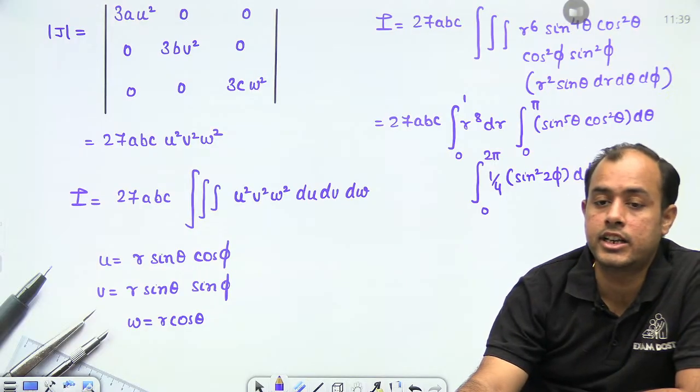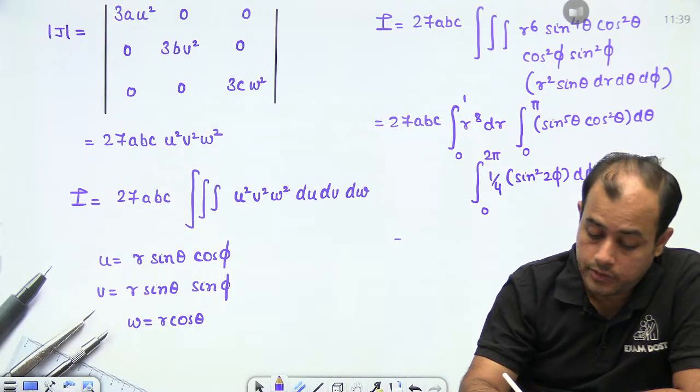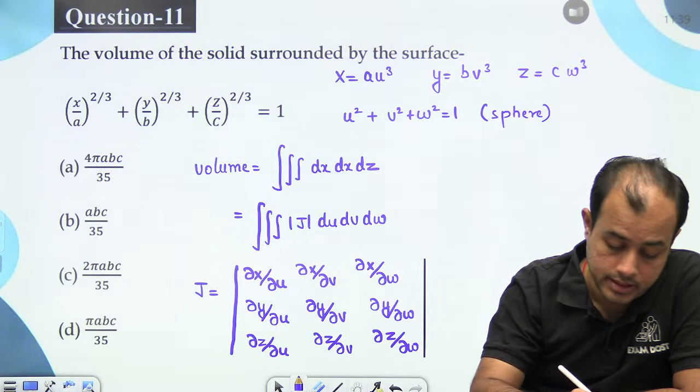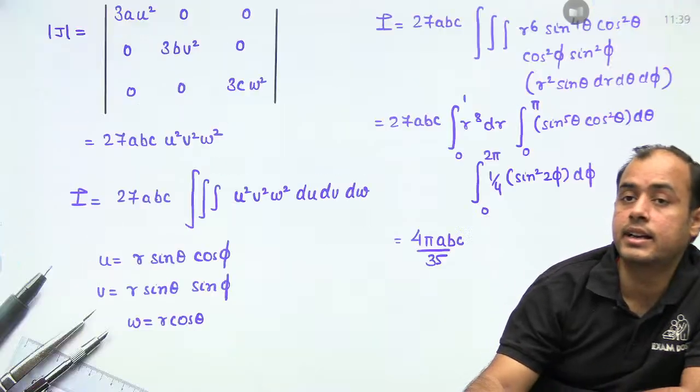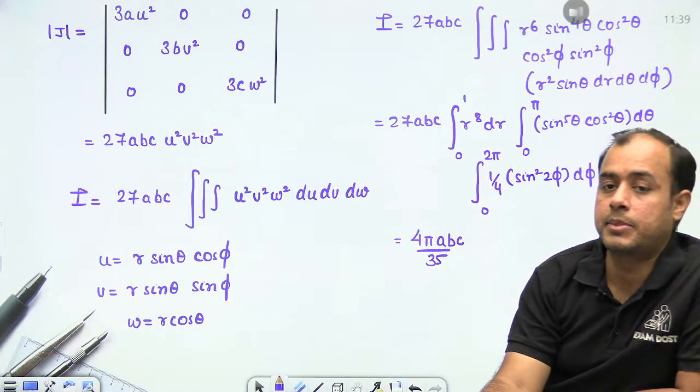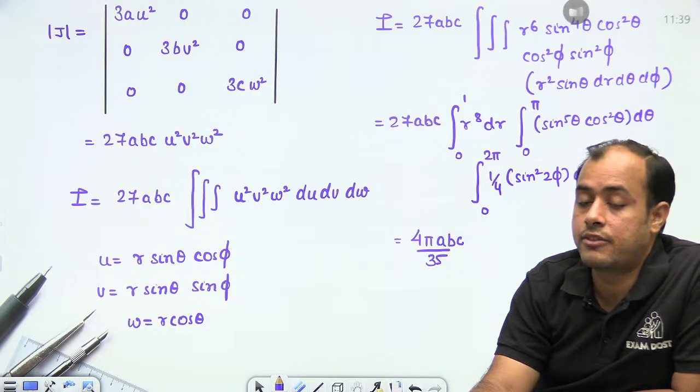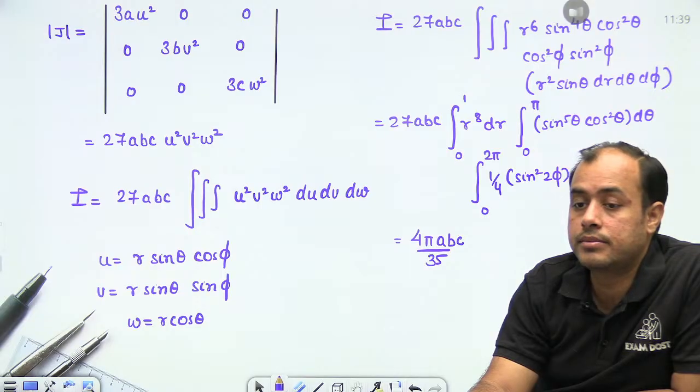Is it clear what the integration becomes? When you calculate this value, it comes out to be 4 pi abc by 35. This will be lengthy, but you have to do this integration.